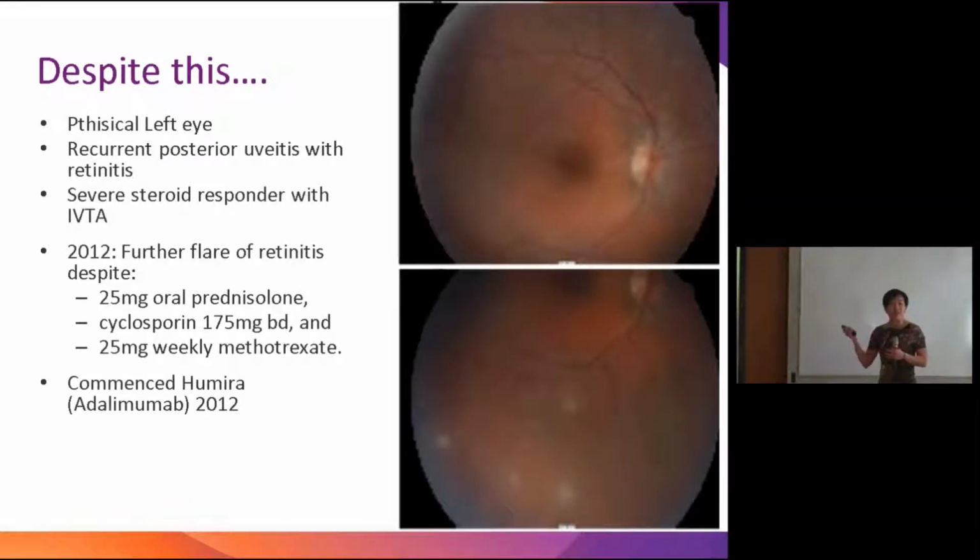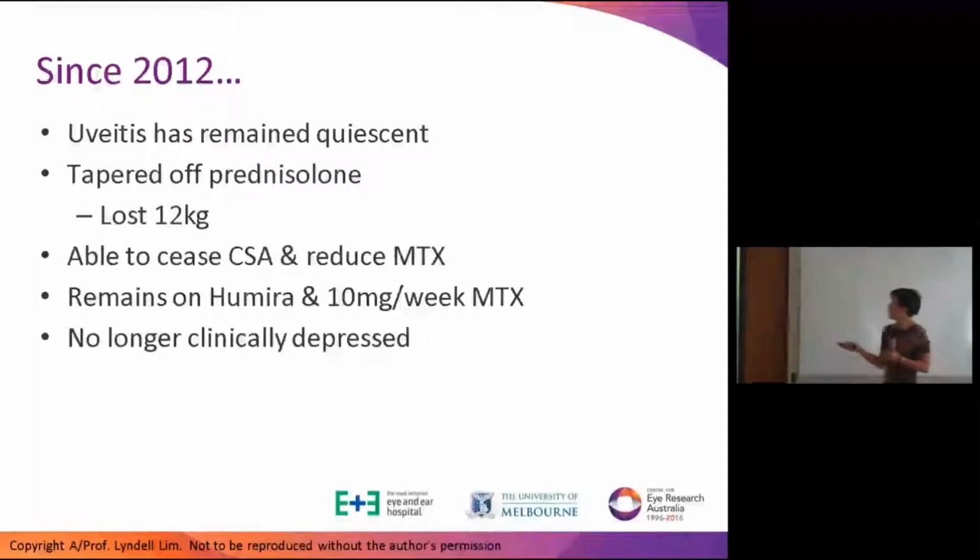And so what we did is I admitted him to hospital, pulsed him, and begged the hospital to fund his Humira, okay? And since that time, we're now 7 years down the track, he's been kicking goals, okay? His uveitis has remained quiescent. We were able to stop his prednisolone for the first time in a decade. He lost a whole stack of weight. He's just on methotrexate now on a low dose, which is what we usually do. And he's no longer clinically depressed, okay? Still working, still supporting his family. So a win. Doesn't always happen in uveitis.